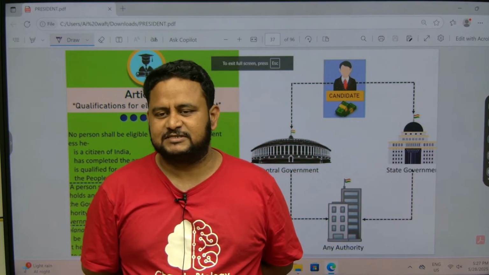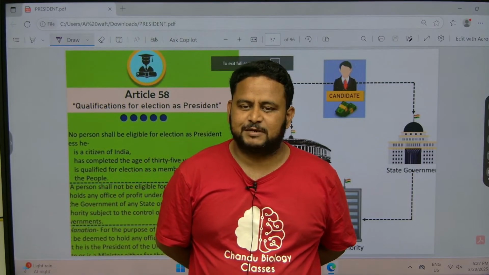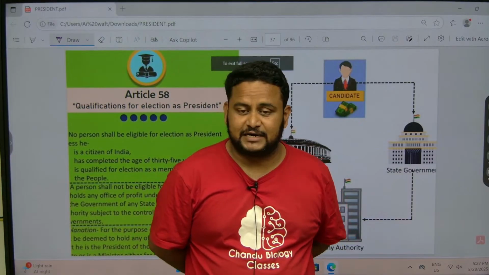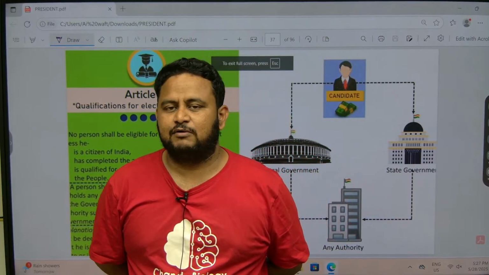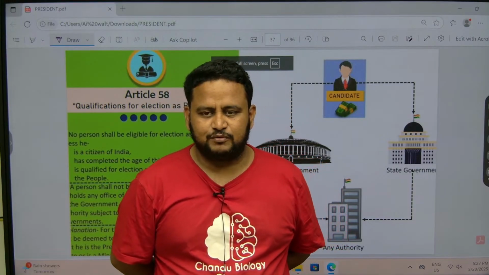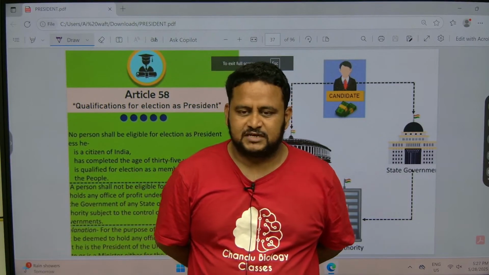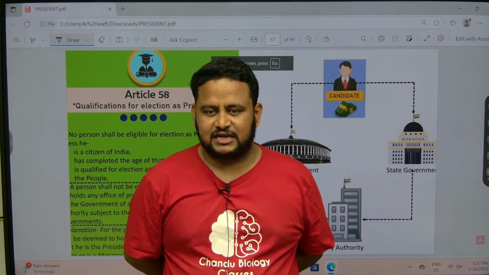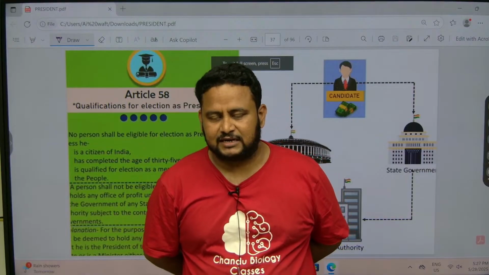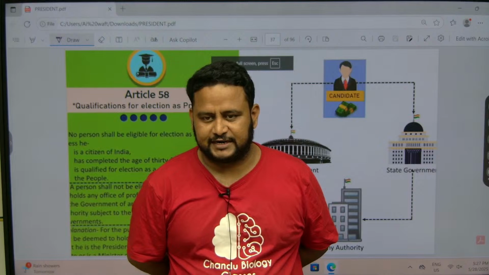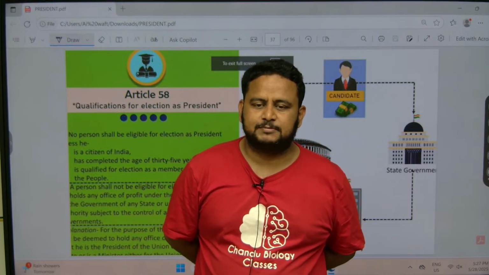Proportional representation means the seats are allocated as per the population of each state. That is, Uttar Pradesh will have more representation compared to Sikkim because Uttar Pradesh has more population. Then what do you mean by single transferable vote? Each person will give ranking. It is not like a general election where we vote for only one candidate. Here for all the candidates you have to give priority, first priority, second priority, like that. Based on that the votes will be counted.